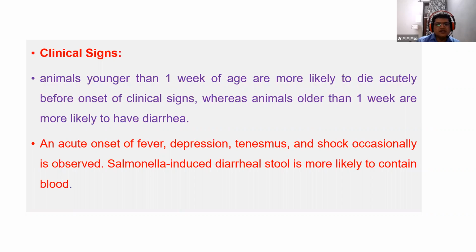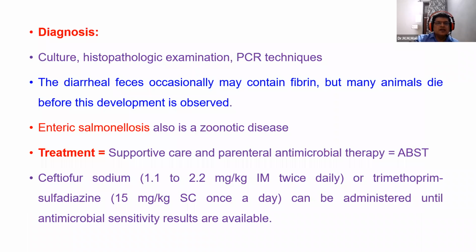The acute onset of fever, depression, tenesmus, and shock occasionally is observed in cases of diarrhea due to this organism. Salmonella-induced diarrheic stool is more likely to contain blood. Diagnosis of salmonella can be made on the basis of culture, histopathological examination, and PCR techniques. The diarrheic feces occasionally may contain blood and fibrin, but many animals die before this development is observed. Enteric salmonellosis is also a zoonotic disease.